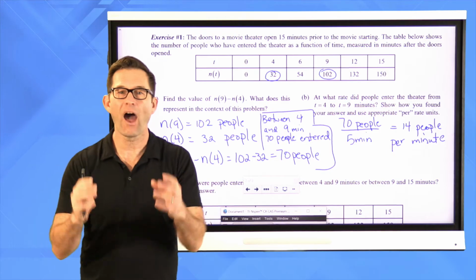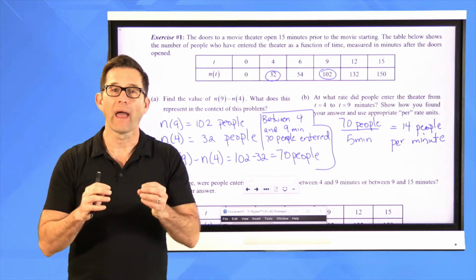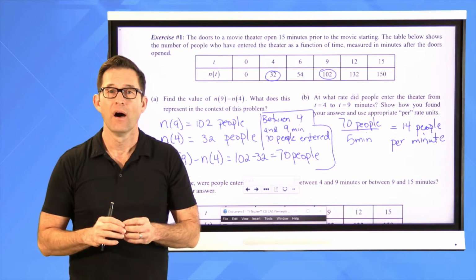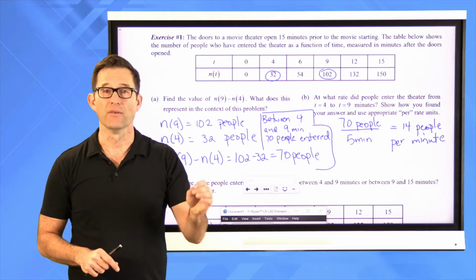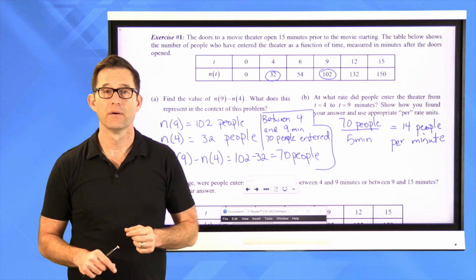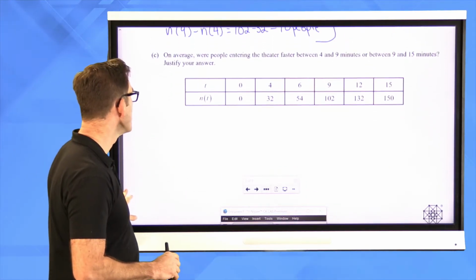If I take how much has changed over that time and I divide it by how much time has elapsed, I find out how many people per minute were entering into the theater. And I hope that makes sense to you. It's just a rate. So let's take a look at letter C.